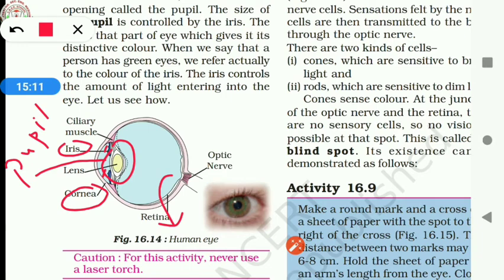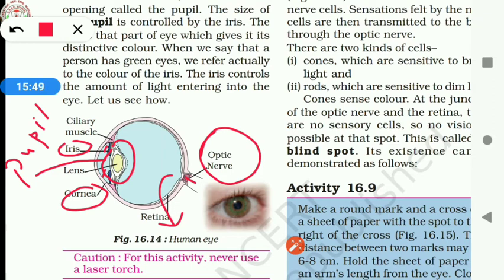The retina acts as the film in a camera. The retina contains several nerve cells. Sensations felt by the nerve cells are then transmitted to the brain through the optic nerve. So what is the function of the optic nerve? It carries the sensation to the brain.